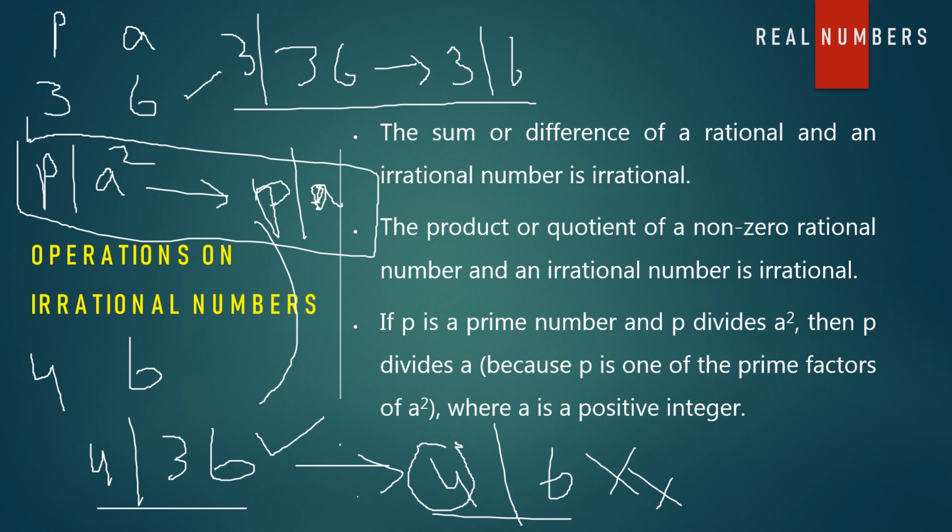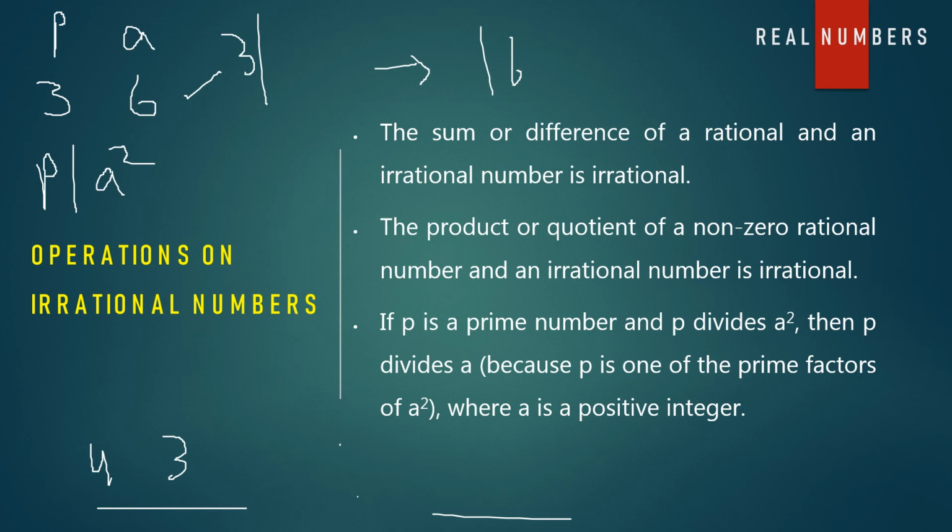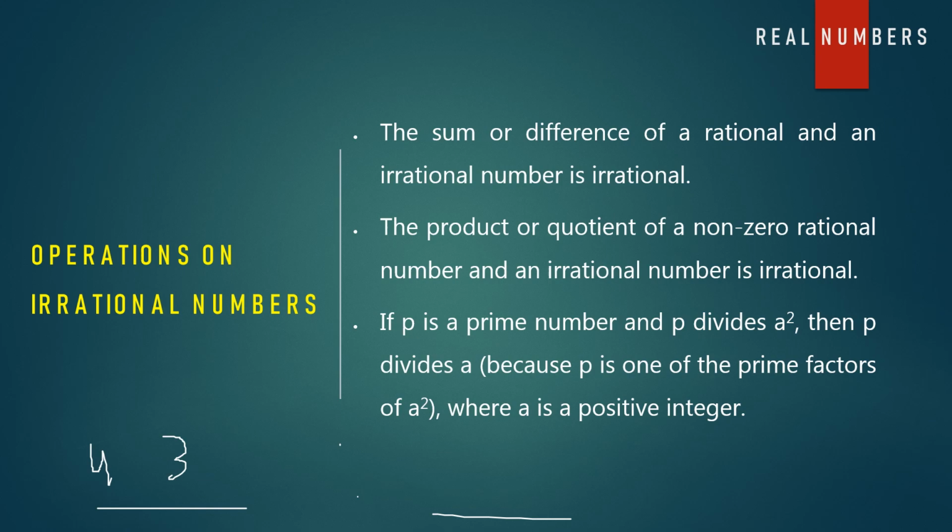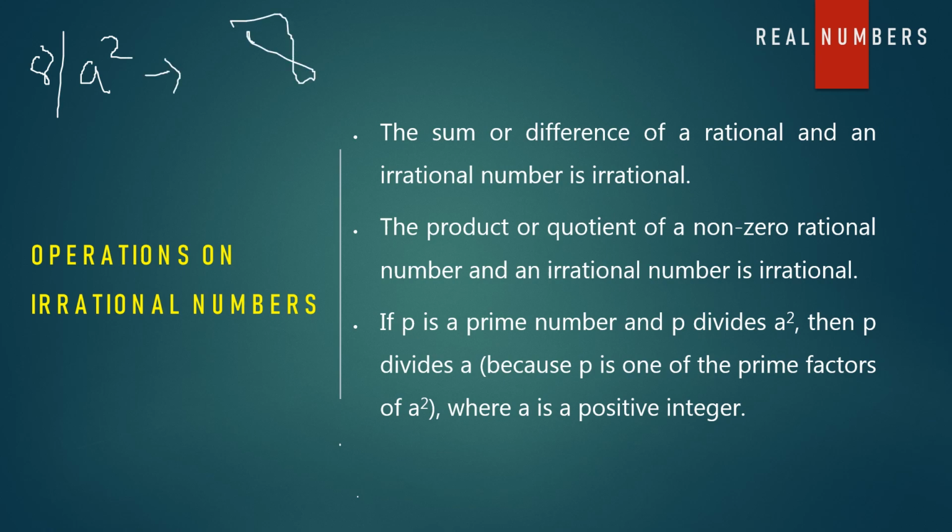P divides A square, then P divides A is possible only when P is prime. A can be any integer. A can be either a prime or composite or any integer. A can be any integer, but P should be prime. Then only P divides A square gives P divides A. For example, how we are going to use this formula is, suppose I have 8 divides A square. From this I cannot write 8 divides A. The reason is 8 is not prime.